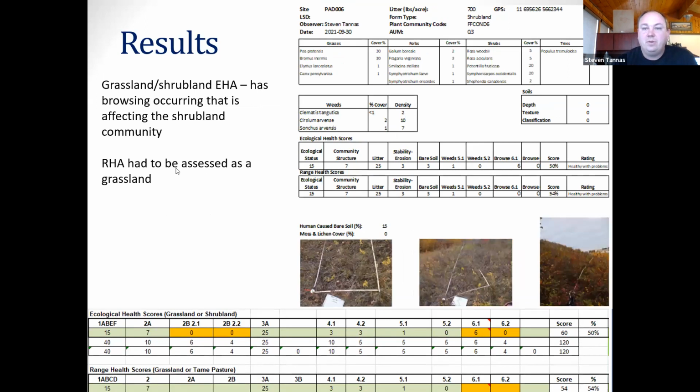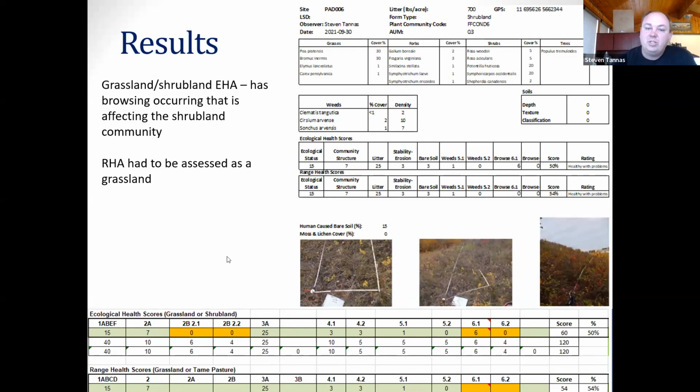On this one here, we had poplar encroachment. So we have a shrubland here, poplar encroachment, it gets 0 here. And then there was some heavy use in the shrubland of the Saskatoons and some of those desirable species. Heavy browse, it got hit there, and it ended up with 4% different.